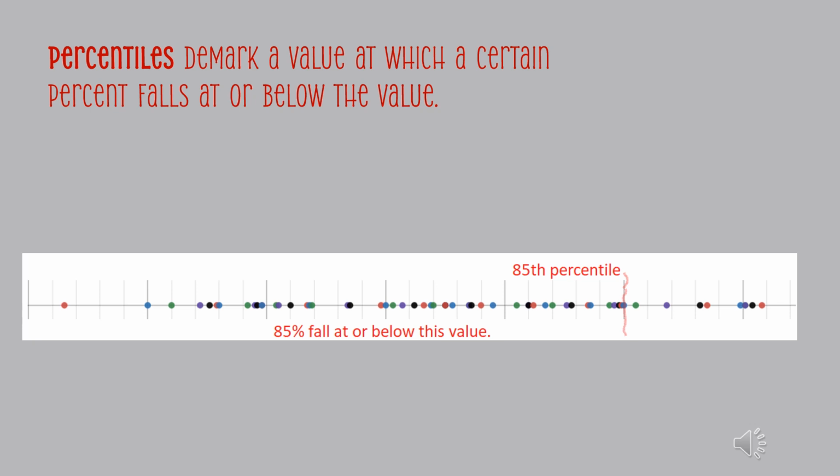Percentiles demark a value at which a certain percent falls at or below that value. For example, if you find the 85th percentile of a set of data, 85% of the data will fall at or below what is the 85th percentile.